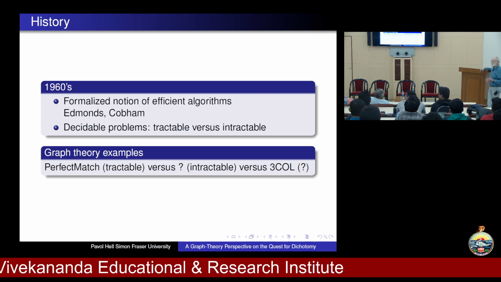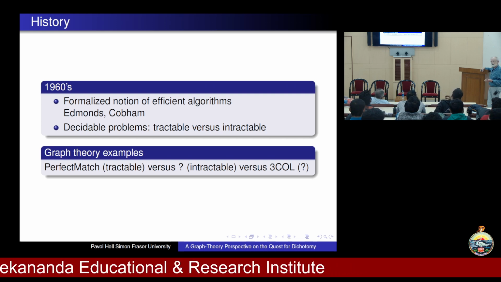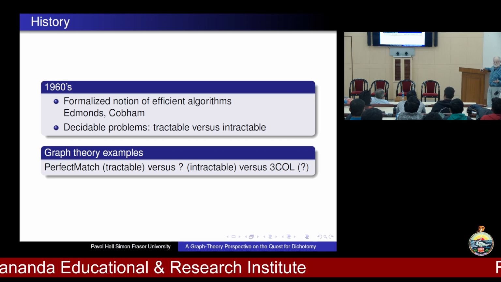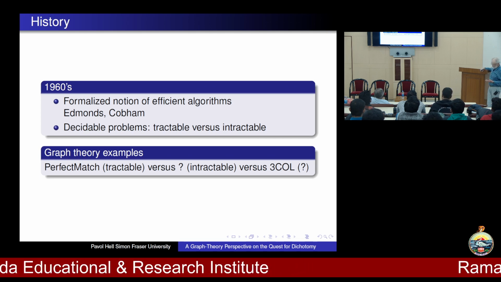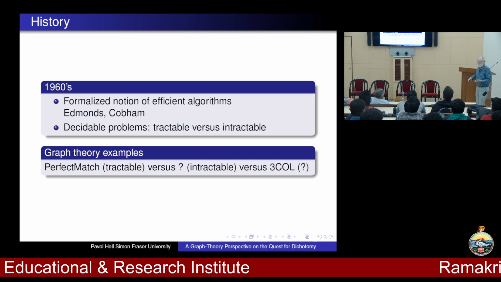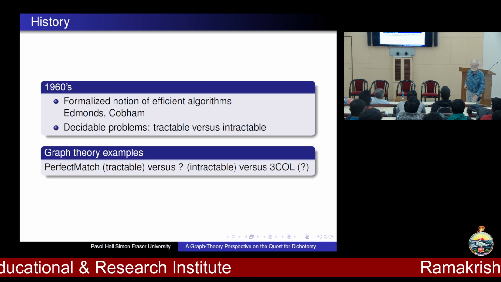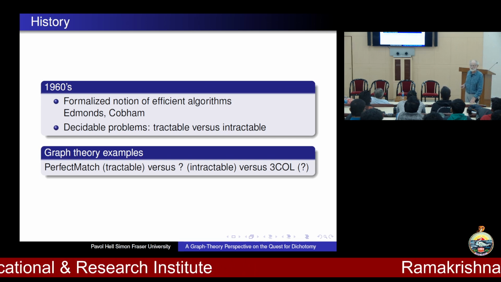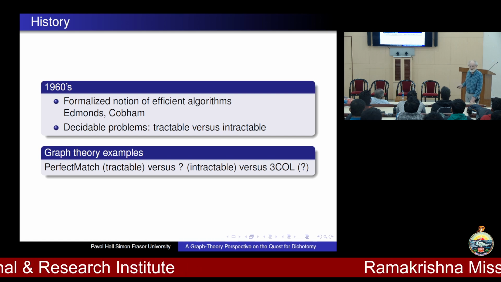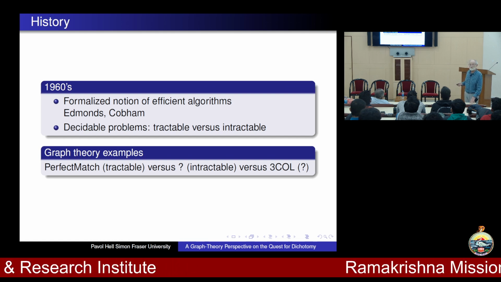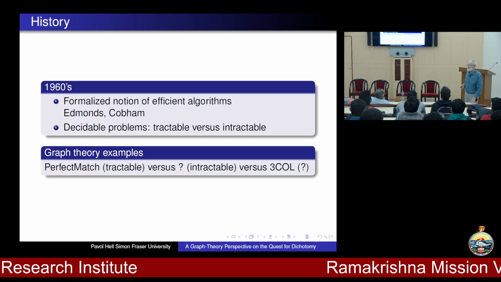And intractable. Even now, we still don't have one, right? There isn't one that we have. What we have are problems that we don't know whether are tractable or intractable, like graph coloring. We have algorithms for it. It's certainly decidable. But we don't have an efficient algorithm or a proof that one doesn't exist.